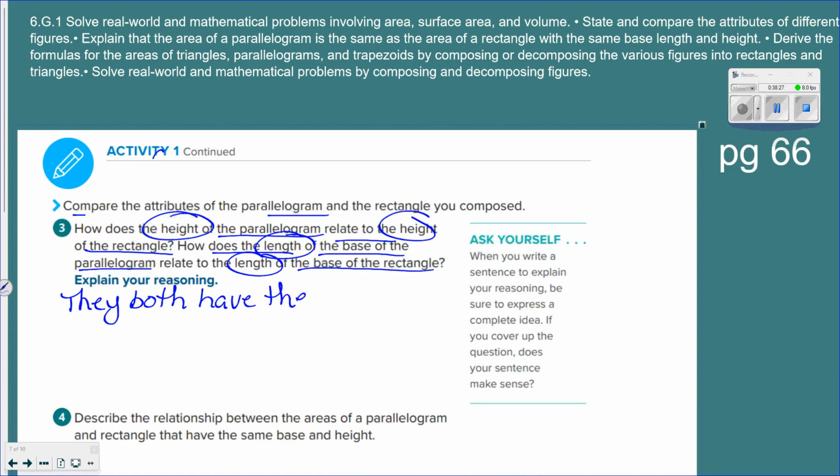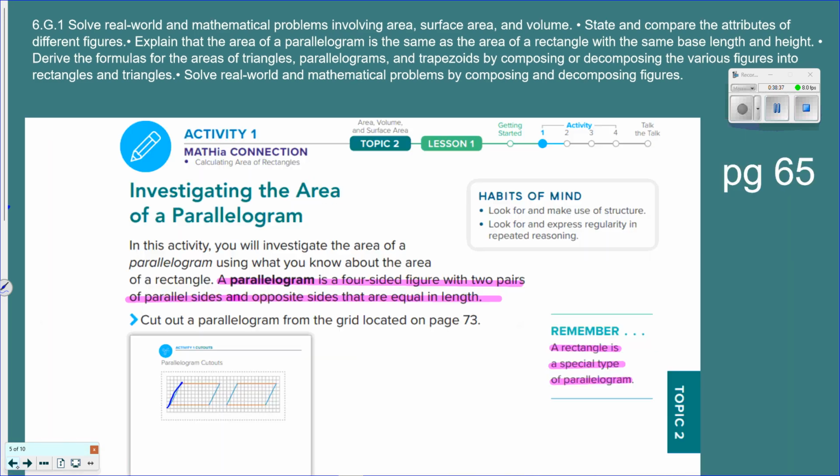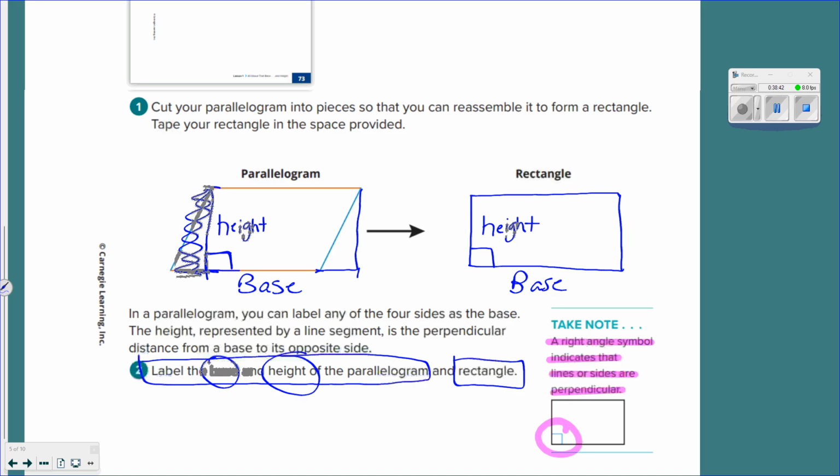What about the base of the parallelogram and the base of the rectangle? They're the same. Why are both of them the same? Abby? All we did was rearrange it. Did we add anything to it? No. Did we take anything away? No, we just rearranged part of it to make it easier to see. So they are the same.